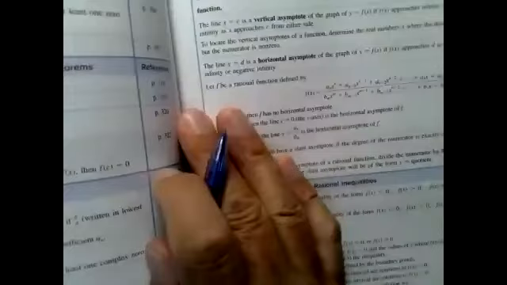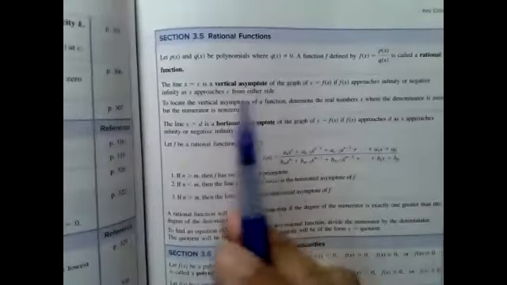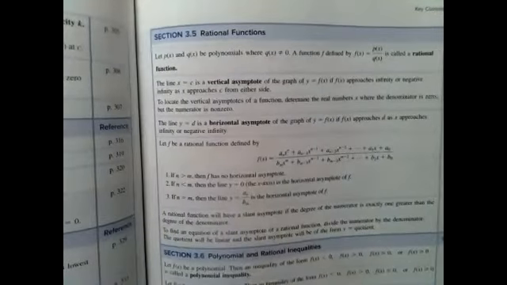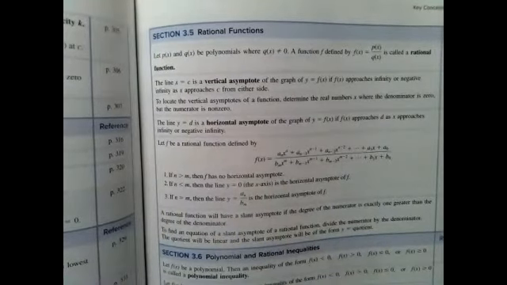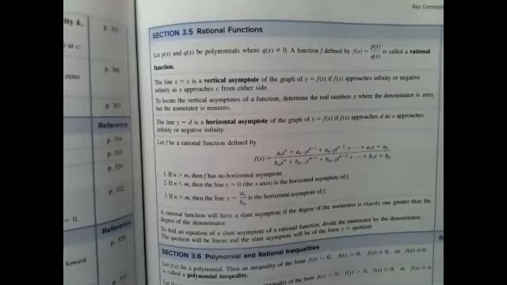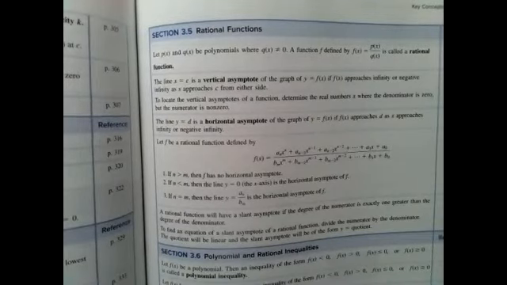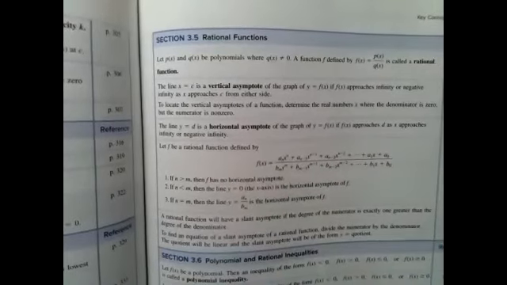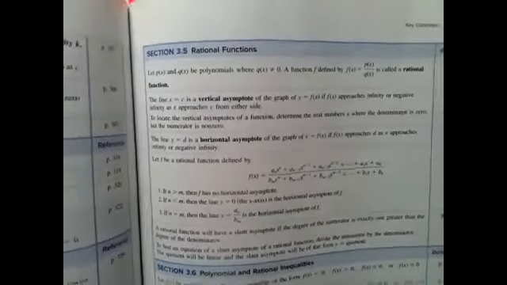And then 3.5, this was the last section. We looked at vertical asymptotes, horizontal, and then we had that third case if it was a slant. And so the book isn't awful, and don't be afraid to grab it and look through it, especially right before a test. It's good to have available.